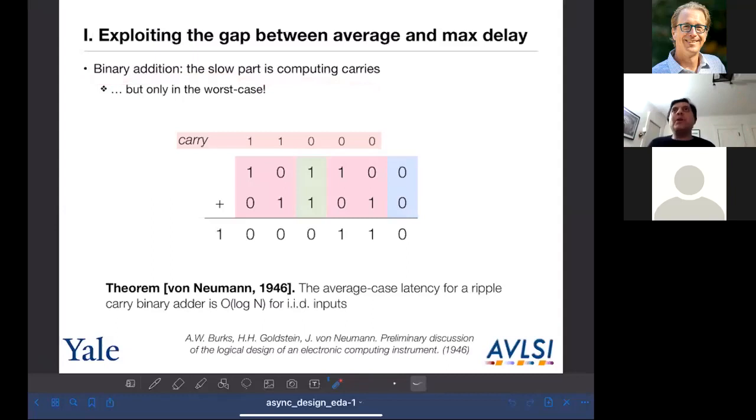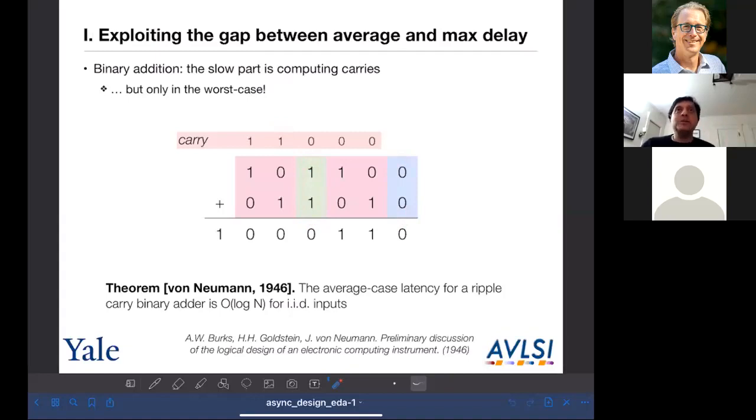And the slow part in a binary adder is computing the carries, right? We all know this. And what's interesting about the binary adder, of course, is that, for example, if I look at this bit position and I'm adding 1 and 1, then I know the carry out is 1 without waiting for the carry in, right? So this is called the generate case, right? In a kill, propagate, generate adder. So there's the generate case and there's the kill case where I know the carry out without waiting for the carry in.